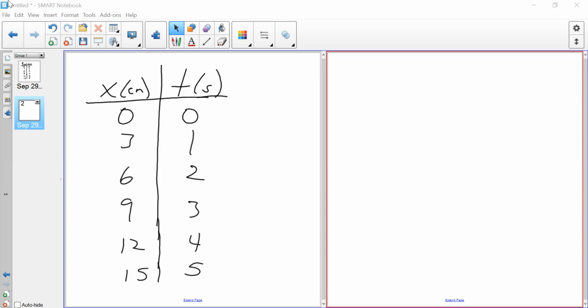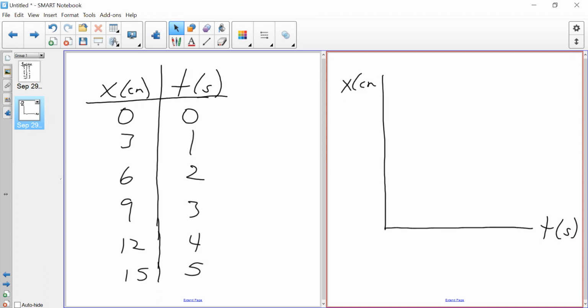So we understand that if we were to take this data table and graph it, it looks something like this. Time in seconds, position in centimeters. That's our normal division because we're using meter sticks and we're seeing all the groups of tens of centimeters, so it goes up to 100 centimeters. So we're usually going to be marking our positions in centimeters.